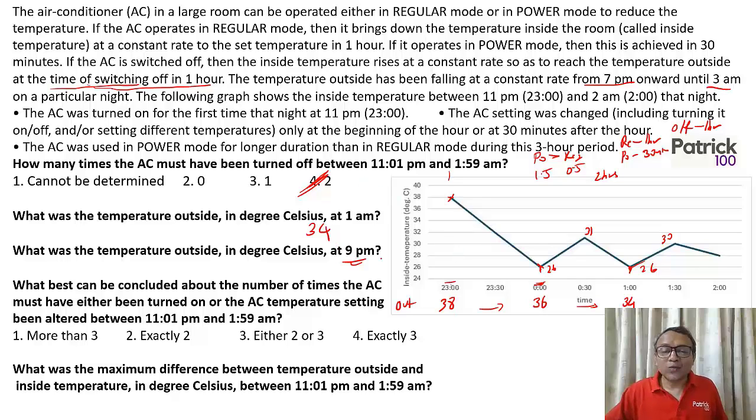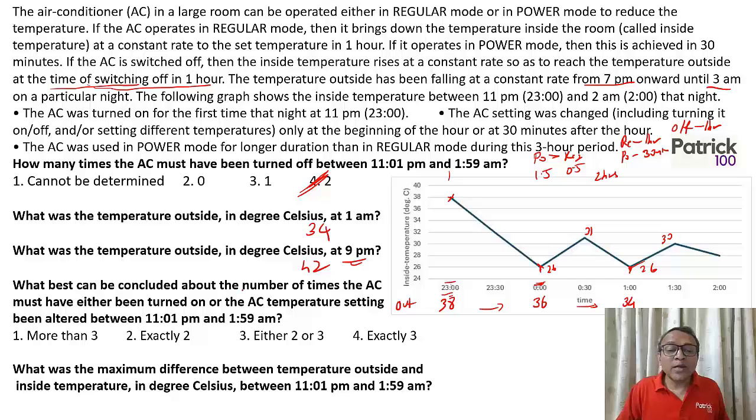We want 9 p.m. So if you look, every 1 hour it decreases by 2. That means, let's say, at 11 o'clock it is 38. 10 o'clock will be 40. So 9 o'clock will be 42. Okay, 11 o'clock 38, so 10 o'clock 40 and 42. So it is going down at a constant rate. So you can clearly make out the temperature.